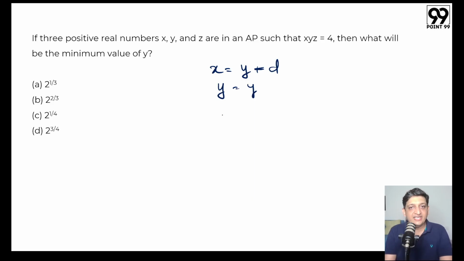Y is equal to y itself and z is equal to y plus d. So let's say there are these 3 numbers, y minus d, y and y plus d. And we know that the product is equal to 4.